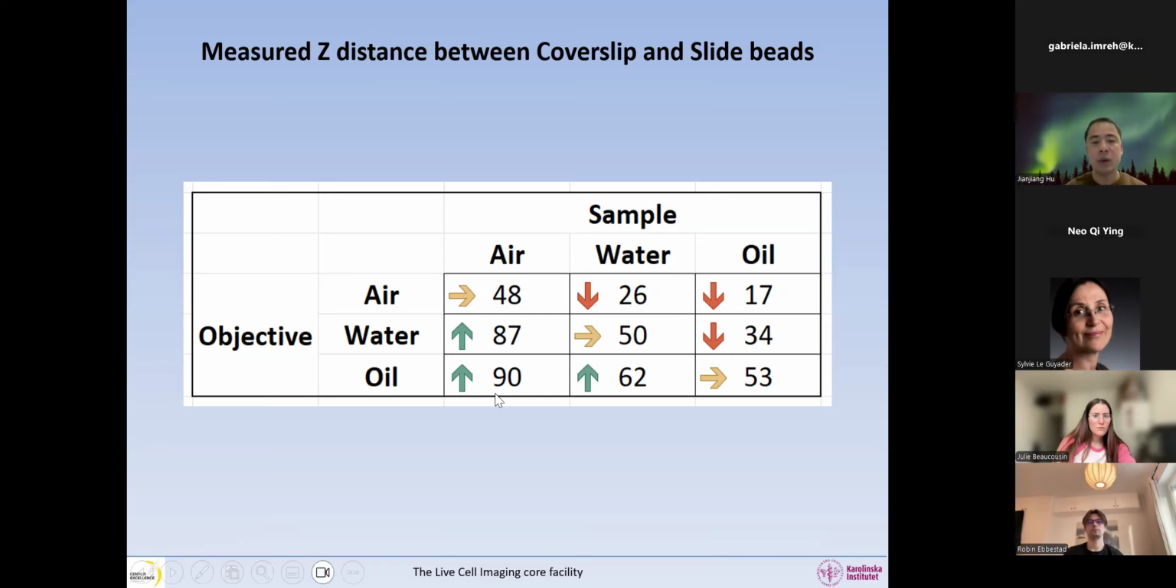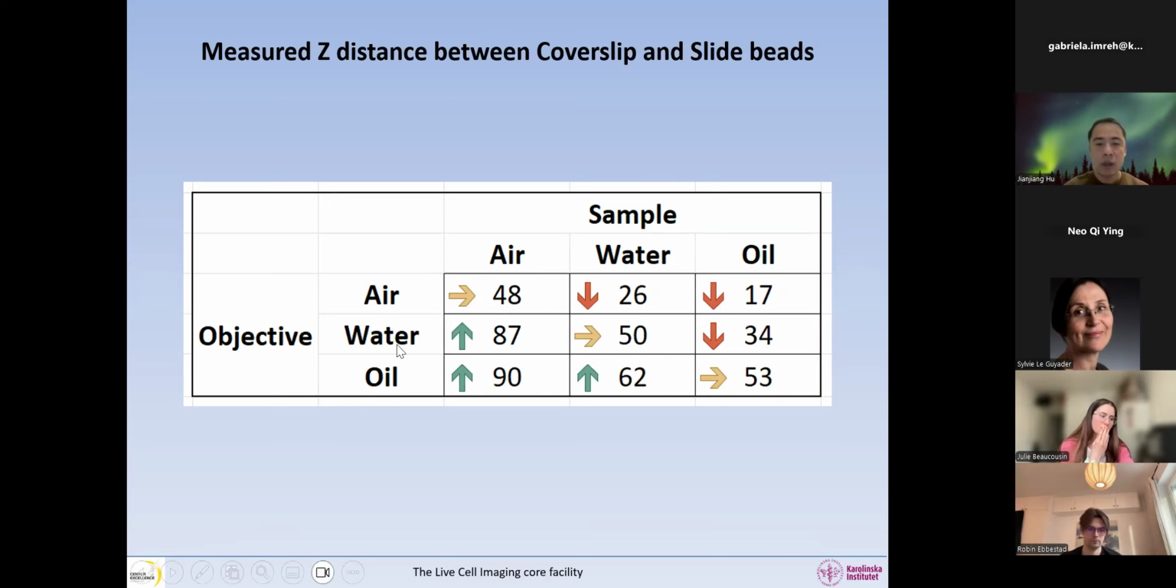You can see this is a summary of this measured distance. If we have the matched refractive index, for example, if you use an air objective to measure an air sample, or a water objective to measure a water sample, or an oil objective to measure an oil sample, we always get a distance very close to 50 micron, the real distance.